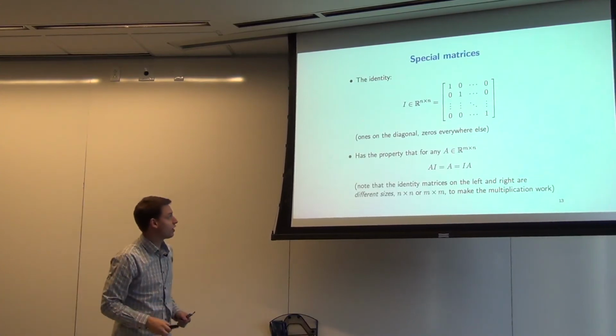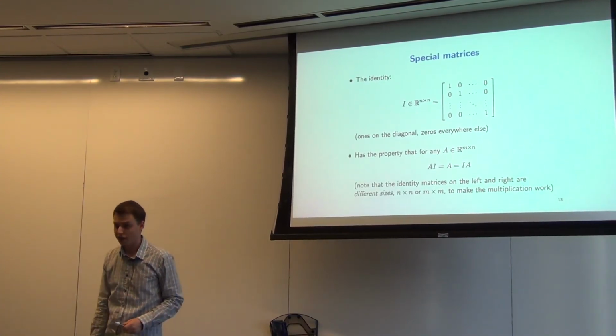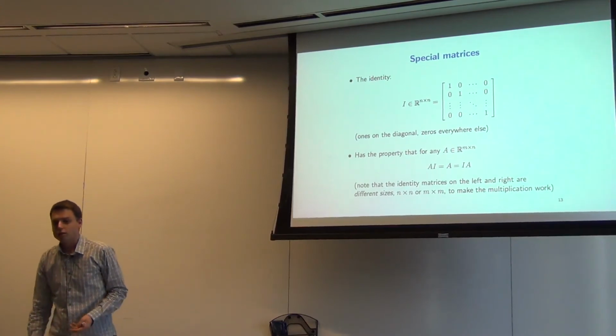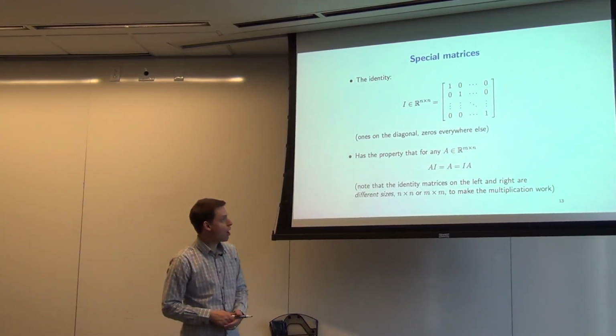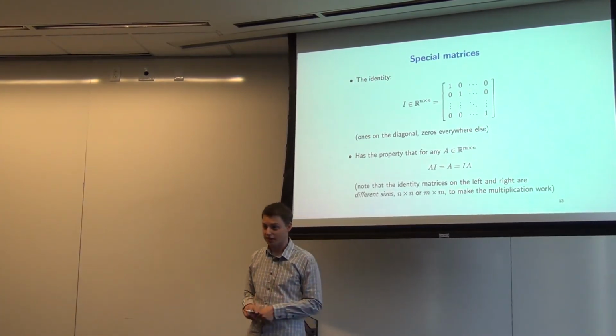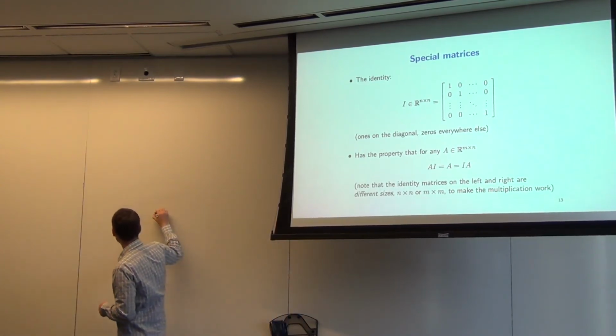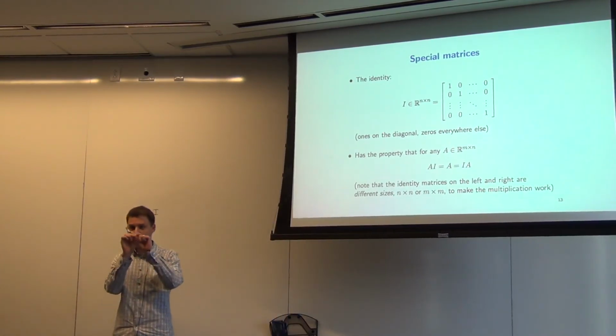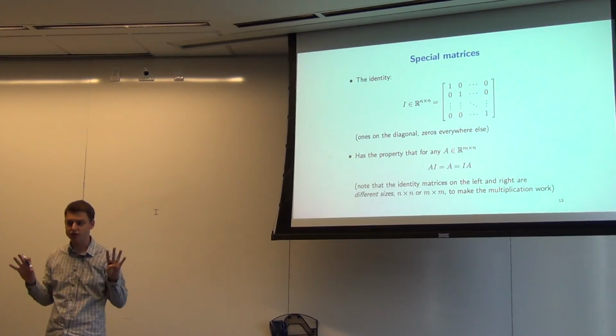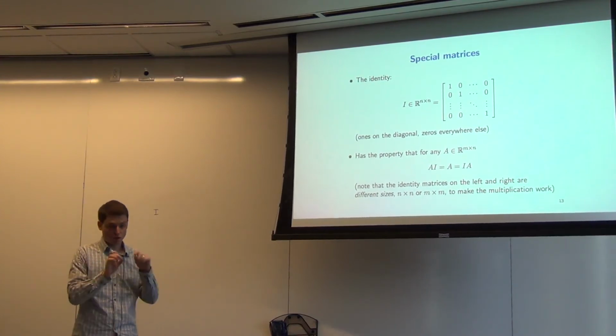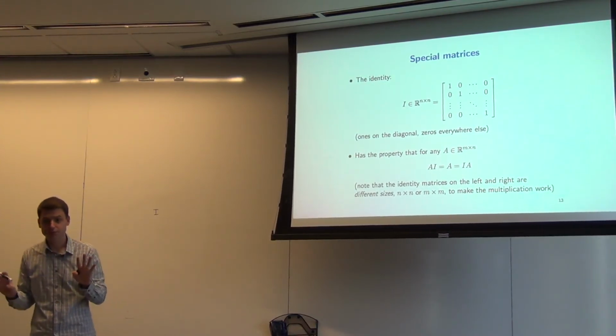All right, cruising along. So some special matrices that we'll encounter. One of the most common ones, which we'll see a lot, is the identity matrix. This we'll write as I. I is a square matrix with ones on the diagonal and zeros everywhere else.